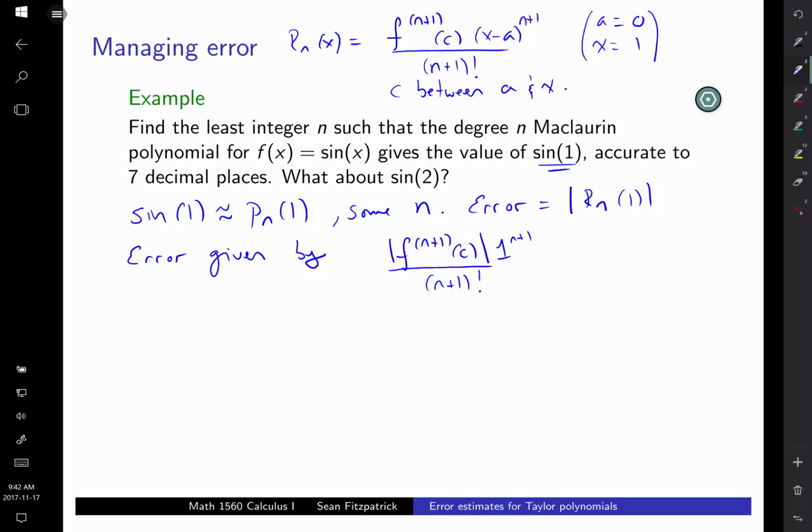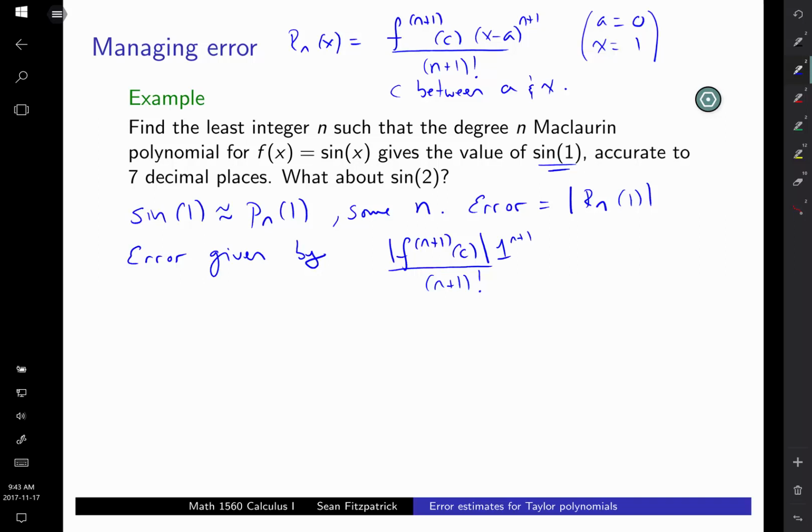Now, we don't know what this number c is. We know it's some number between 0 and 1, but that's all we really know. This remainder formula is obtained using a version of the mean value theorem, and we know that the mean value theorem never tells us what this number c is. It gives us some interval where we know we can find it, but that's about all we know. But when we're trying to estimate and manage our error, we just want to make sure that error can't get too big. And so if we can get an upper bound on the error, a number that we know is bigger than the true error, and we can make that bigger number small enough, well, then we're happy.